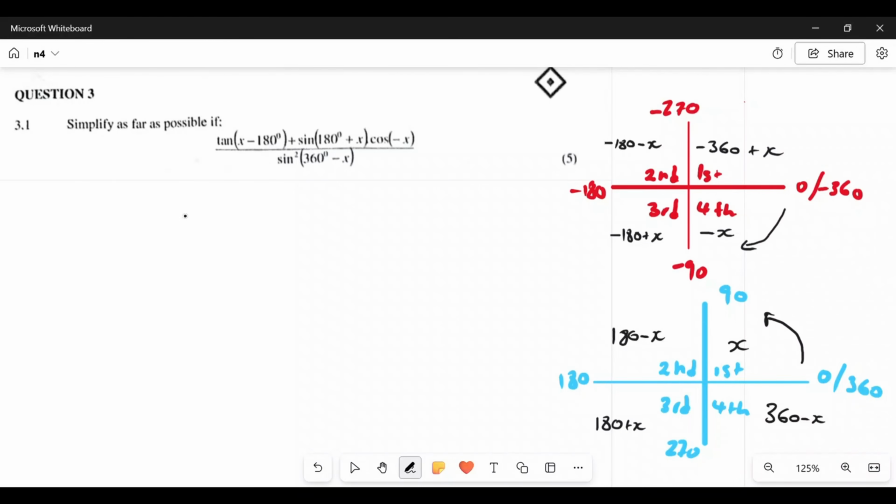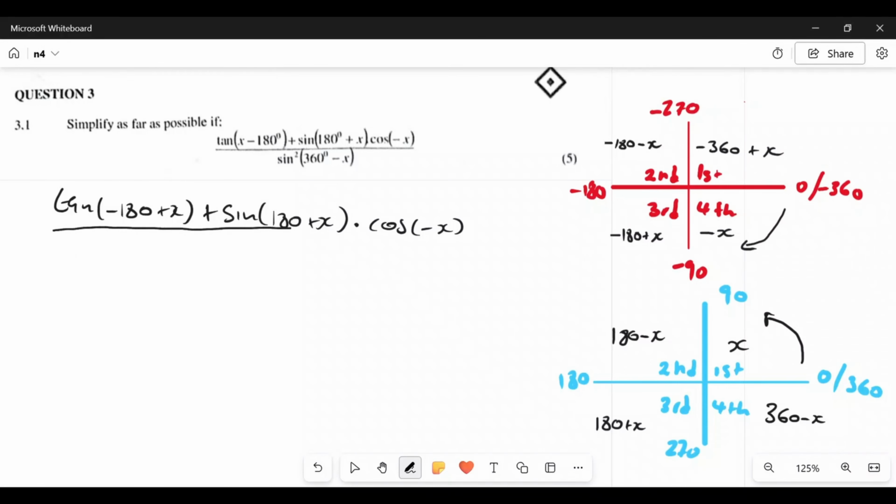Then we have tan x minus 180. So I would say to you, rewrite this like this: tan, right, negative 180 plus x. This here will help you to understand which quadrant exactly this one is. When it's like this, it's a bit confusing. So try to rearrange these inside them. And then you're going to continue, rewrite sine 180 plus x multiplied by cos negative x.